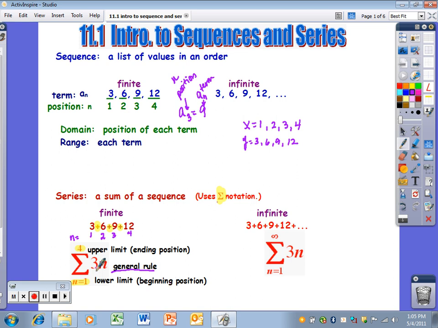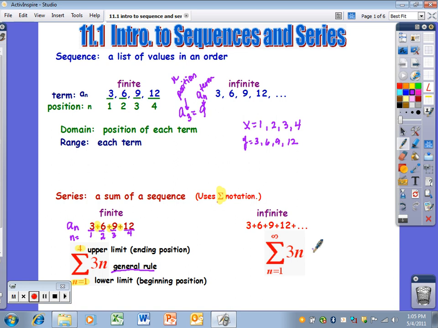But when it says my general rule is 3n, it says the first time put a 1 in there. 3 times 1 is 3, and that is my first term. Then a 2. 3 times 2 is the 6. That is my second term. 3 times 3 is 9. That is my third term. And finally, 3 times the 4 is 12, which is my fourth term. So the rule will generate the terms, and this tells me how many terms to generate from 1 to 4 terms.